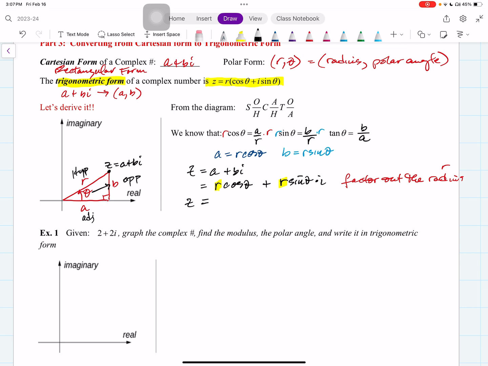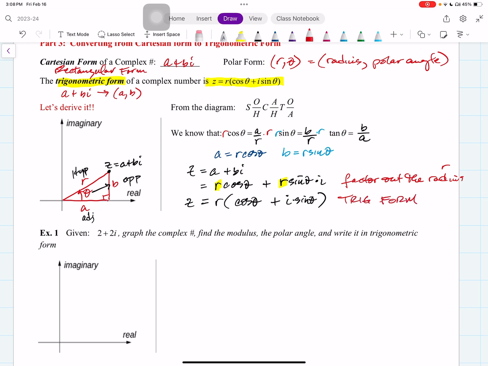So now my final result becomes r times cosine theta plus, I'm going to bring the i in front because I'm not multiplying the polar angle by i. Just to make sure no one's confused on that, bring it in front and write it as i times sine theta. And there you go. This is called trig form, or trigonometric form.